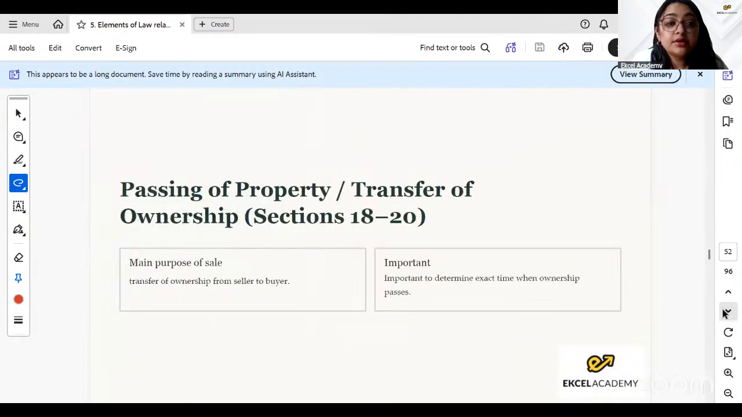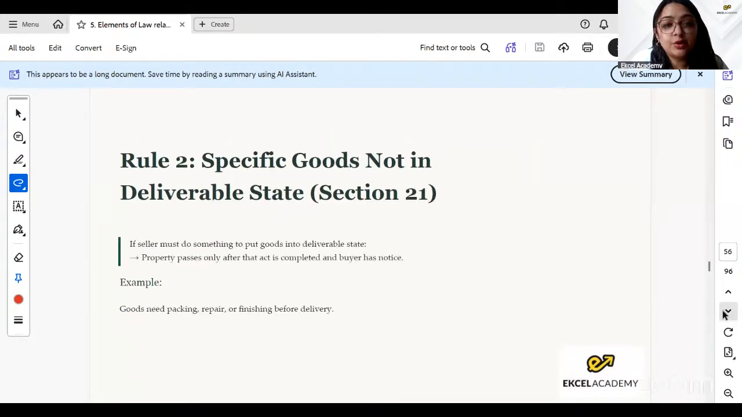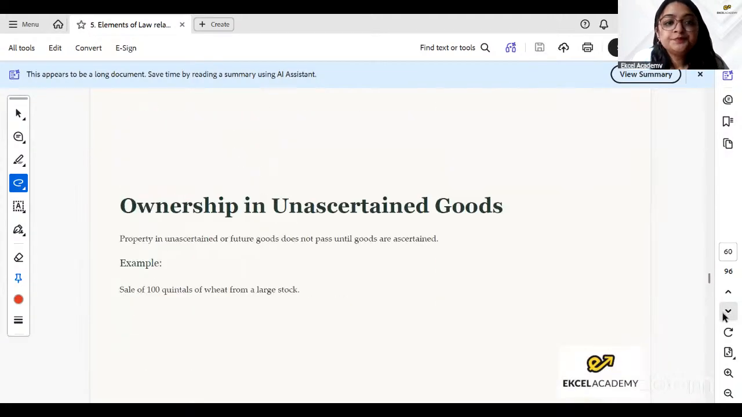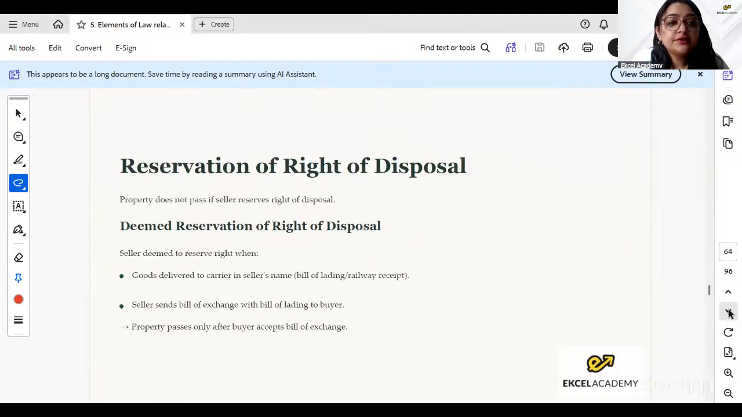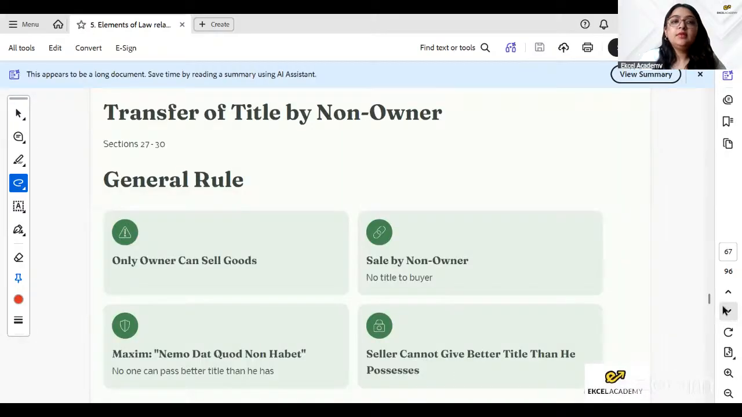We saw caveat emptor as well, meaning let the buyer beware. It is the buyer's responsibility to take care that they have examined the goods before they actually buy them. Then we saw the different types of goods, and we ended the class with passing of risk. The next topic that we have to start today is transfer of title by a non-owner.